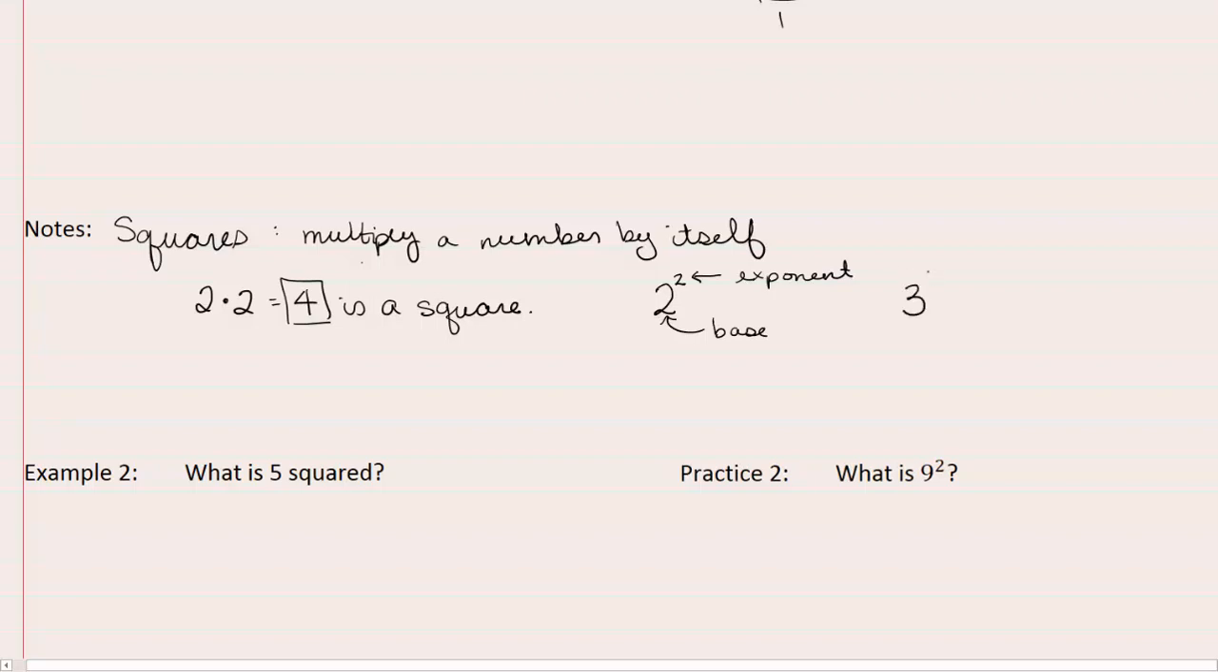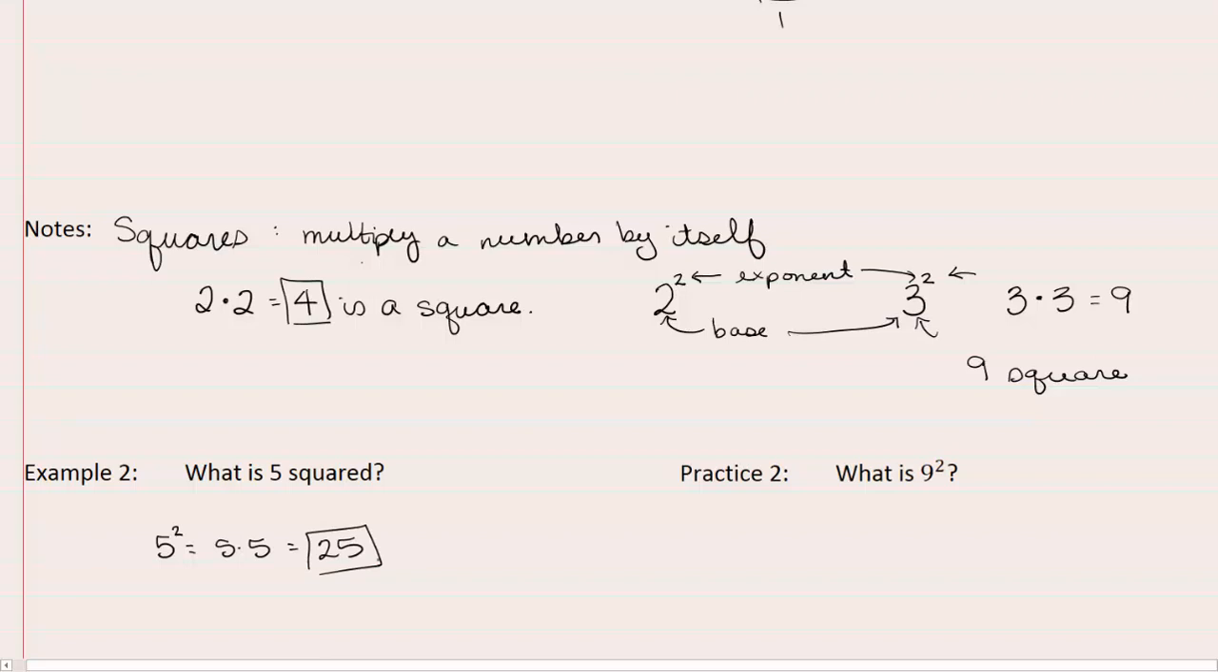So if I had 3 with a little 2 up there, that would say 3 squared. The 2 means to multiply the number by itself 2 times. In this case, the number is 3 because 3 is my base and 2 is my exponent. So 3 times 3. 3 squared means 3 times 3, and 3 times 3 is 9. So 9 is also a perfect square number. Let's try example number 2. What is 5 squared? 5 squared, which is 5 times 5, is 25. So the perfect square number is 25.